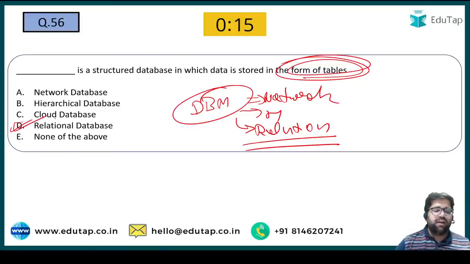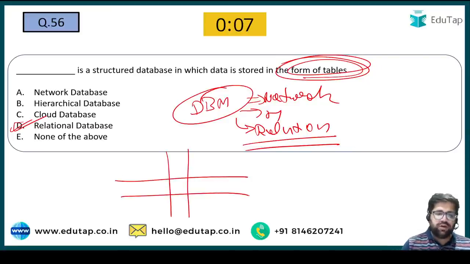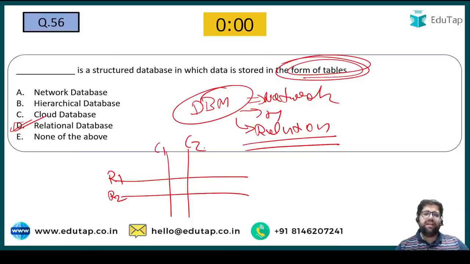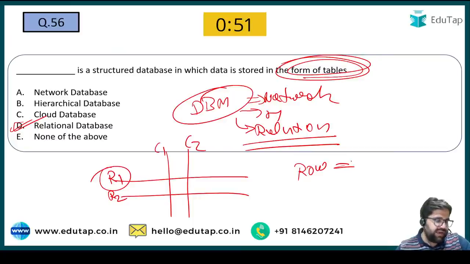Good, my friend. Now, questions are coming on your screen right now. So focus on these three questions which I'm putting. This is my rows, this is my columns. This is row one, this is row two, this is column one, column two. Now, under DBMS, the database management system, what is the synonym of rows? I need answers very fast.